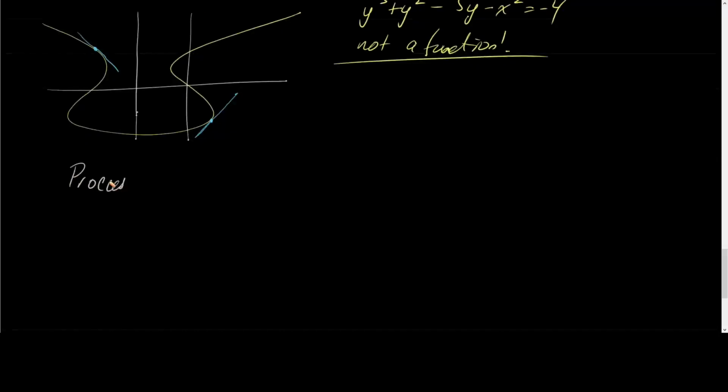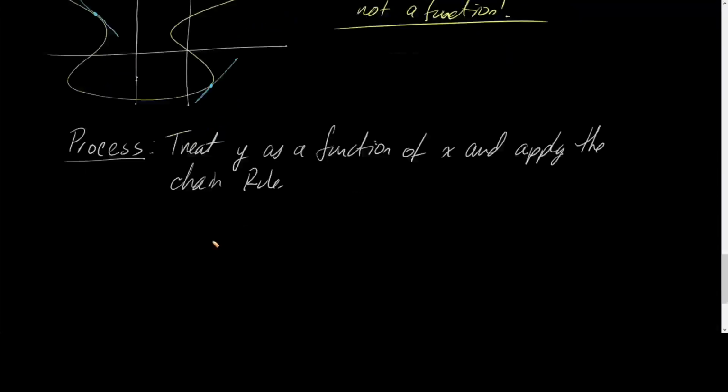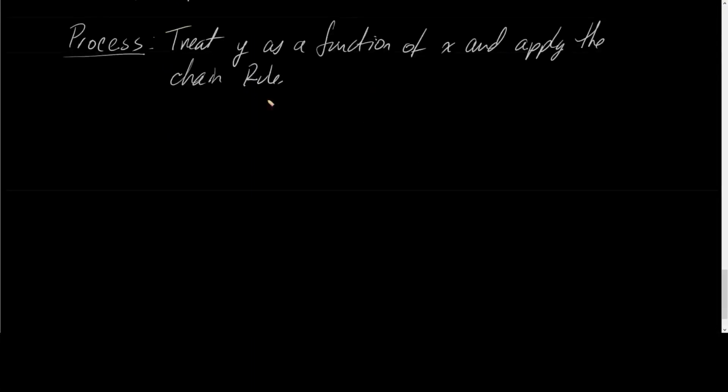That's not how you spell process. I think that's how you spell process. I have no idea. Anyway, the process is we treat y as a function of x and apply the chain rule. Right, we treat y as a function of x and apply the chain rule. So let's see what we mean by that.